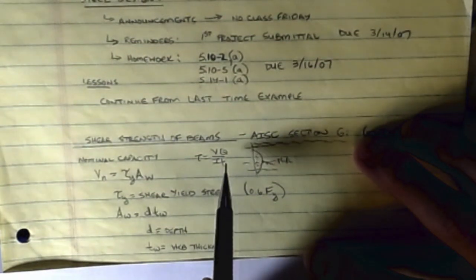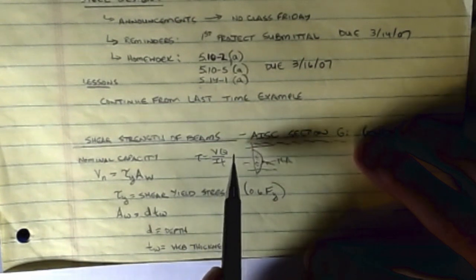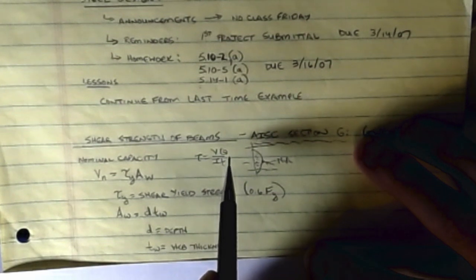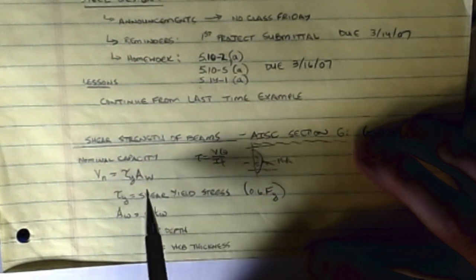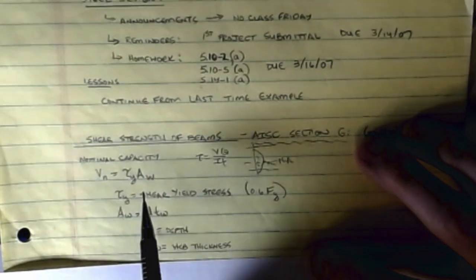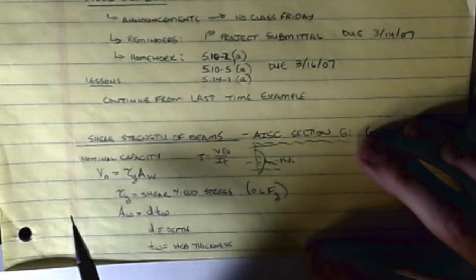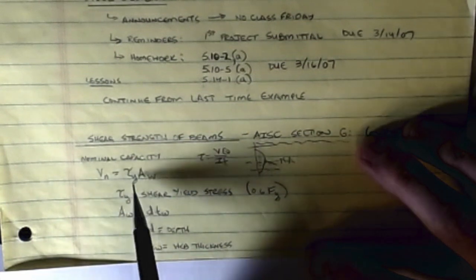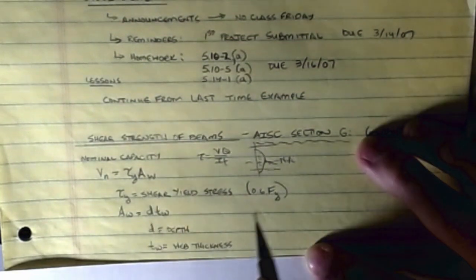AISC doesn't make you do this because, if you remember, Q was always kind of tricky to calculate. I is what I is, and t is the width of the section that you're looking at. But Q was always this first moment of area, a section property. Not hard, but a little bit cumbersome. So what AISC does, like they do in so many of their other cases, is they choose to go with an allowable stress. They take the tau yielding, which is the shear yield stress, multiplied by the area of the web.